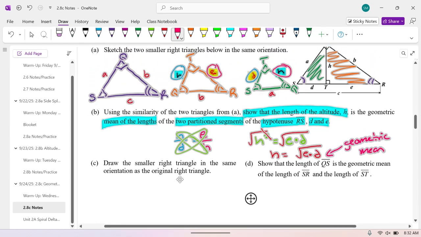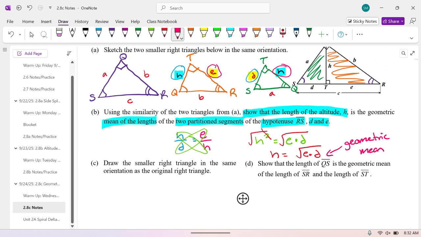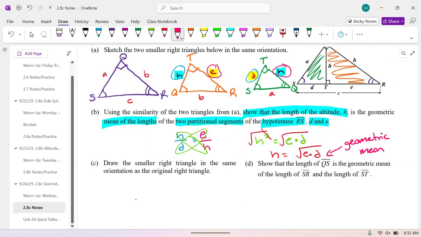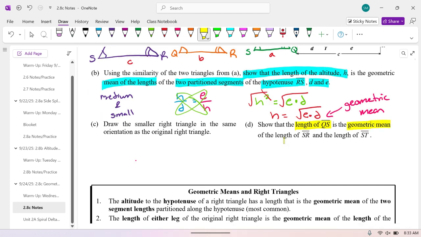Now we already drew the smaller right triangle in the same orientation as the big triangle. Okay, we already did that. So now we showed that between the medium and small, if we did it in terms of the altitude, we get a geometric mean. Now let's look at the small and the big. We're going to show that the length of QS is a geometric mean of the length of SR and the length of ST.